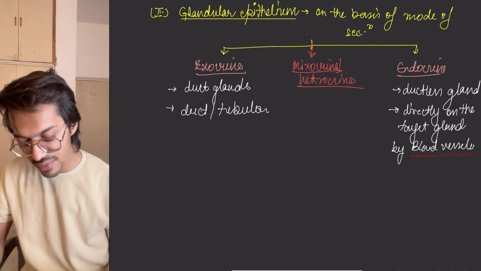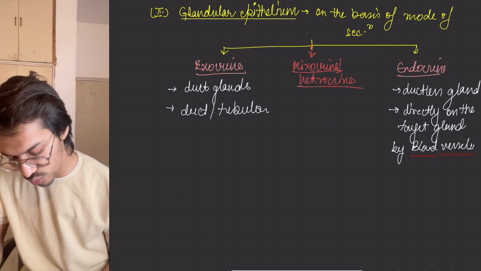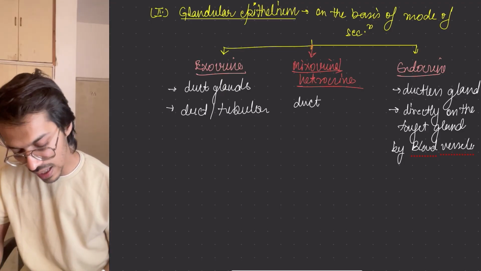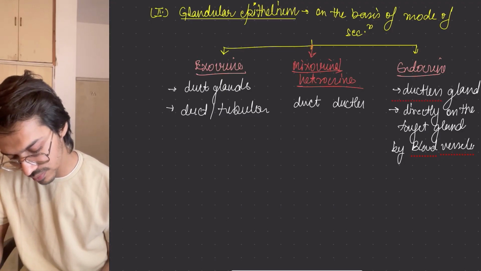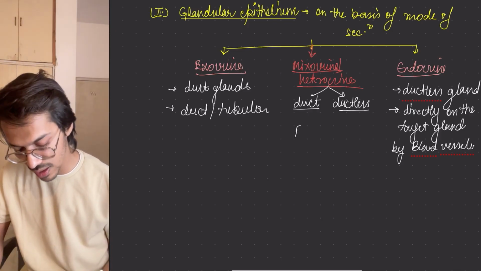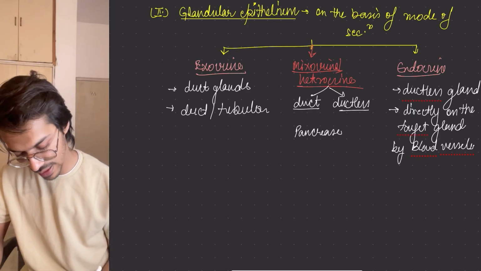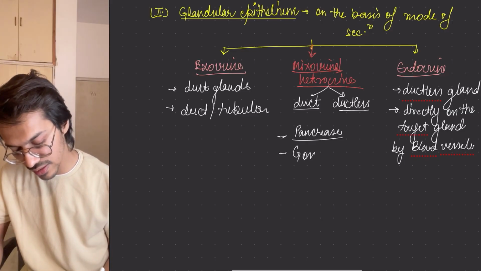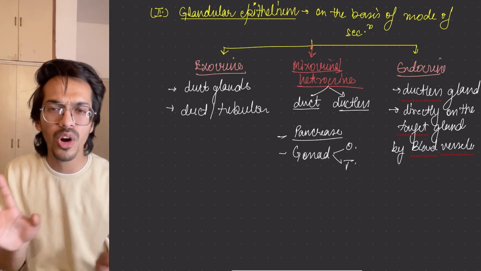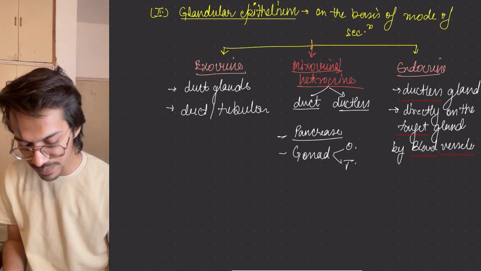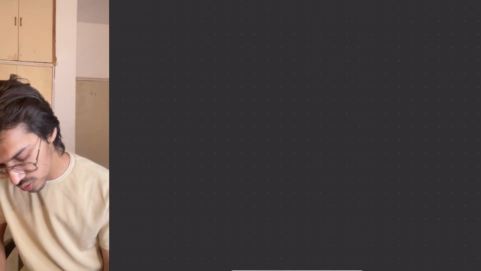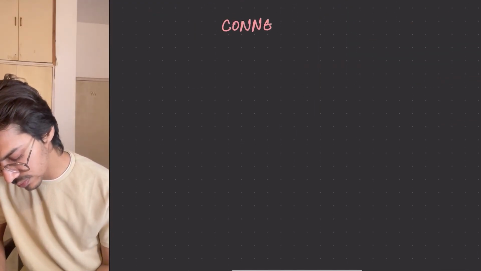Okay, mixocrine gland means they have a certain part which is duct and a certain part which is ductless. So both the things are there. The examples are pancreas, pancreatic gland. There are gonadal glands. Gonadal glands means your ovary and testes. Basic things you know for examples. I'm not going deep into it. Moving on to the next one. That is your connective tissue. Okay. So next is connective tissue.